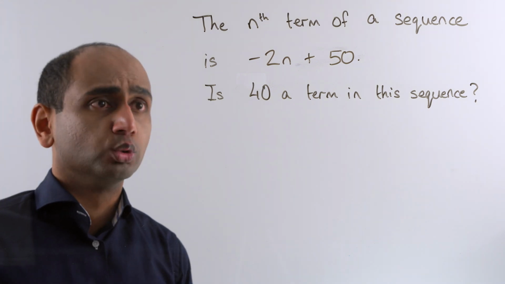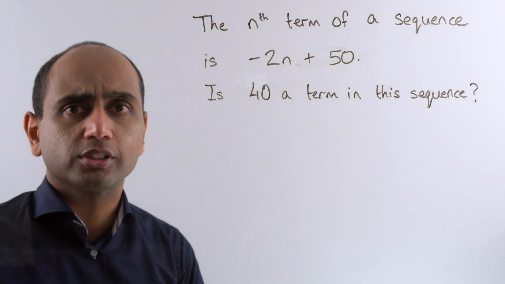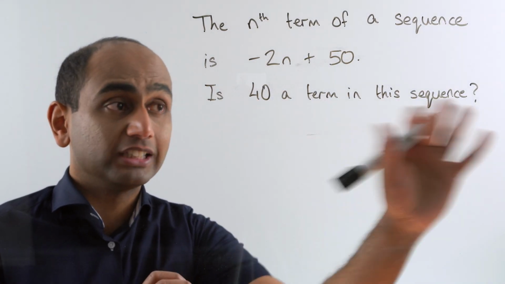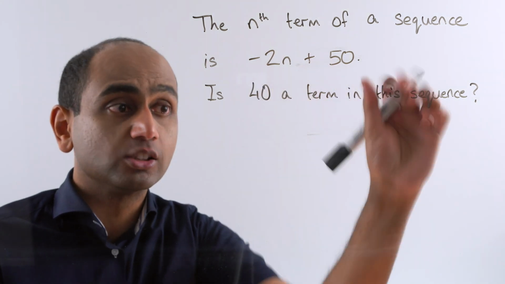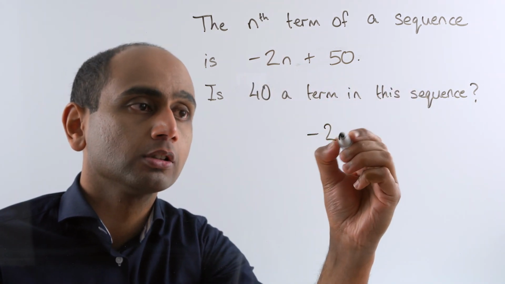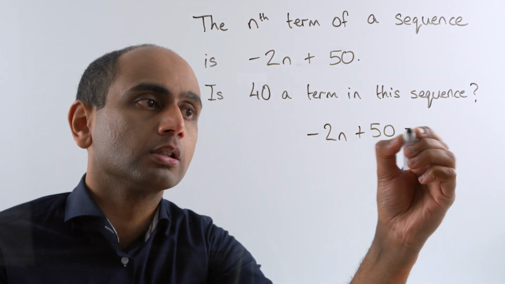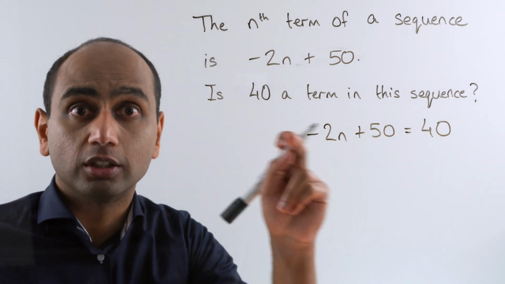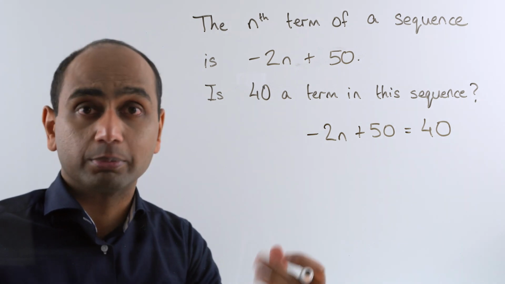Here's the third example. Pause the video and have a go at this one for yourself. Be careful with the negative there. Okay, if 40 is a term in this sequence, that means we could solve this equation and find a value of n that is a whole number. Let's see if that's what happens.